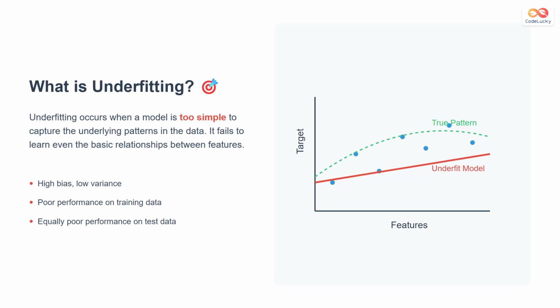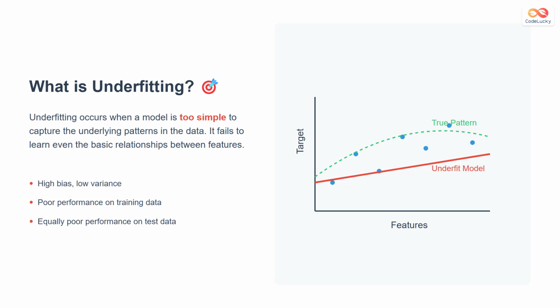Underfitting occurs when a model is too simple to capture the underlying patterns in the data. It fails to learn even the basic relationships between features. Underfitting has high bias and low variance. It also results in poor performance on the training data and equally poor performance on the test data.